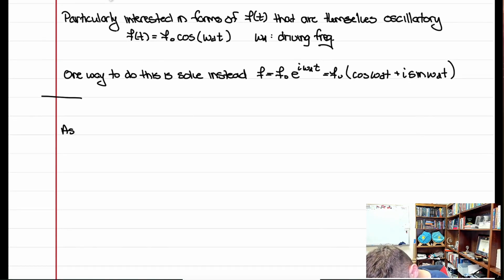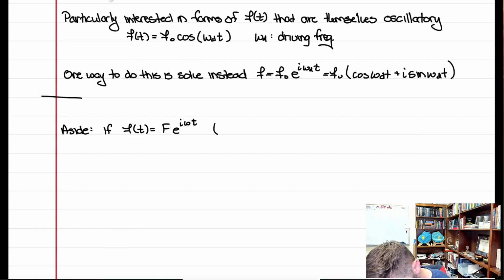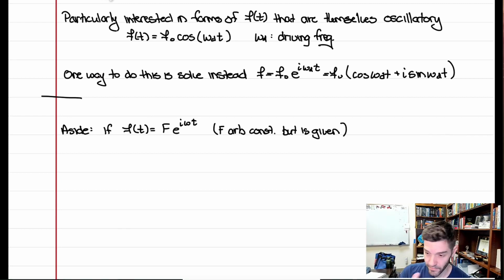But first, on that note, we're going to do a quick aside because I'm going to need this result later. If the force F of t is equal to, and I'm just going to write it as capital F e to the i omega t, I'm going to drop the d's. So if there's no subscript, that's the driving frequency, but I'll still write a 0 for the natural frequency, just to make my math look a little cleaner. In this case, a reminder that F is some arbitrary constant, but is given. It's not a constant of integration or anything like that. It's something that's known, but right now I'm just treating it like a constant.